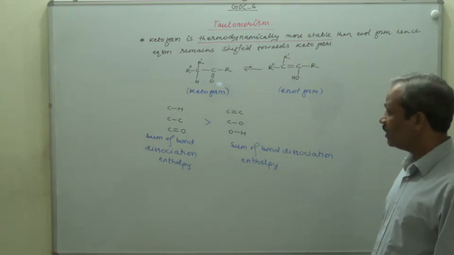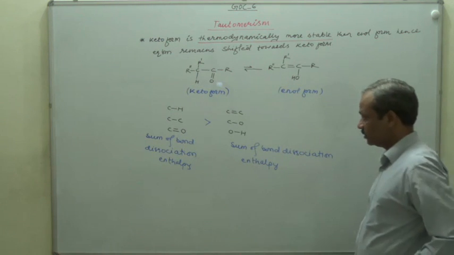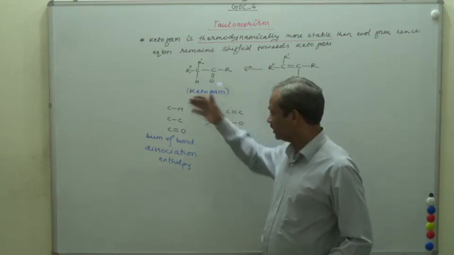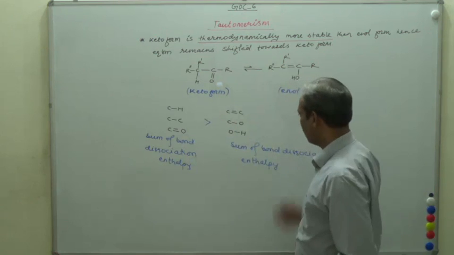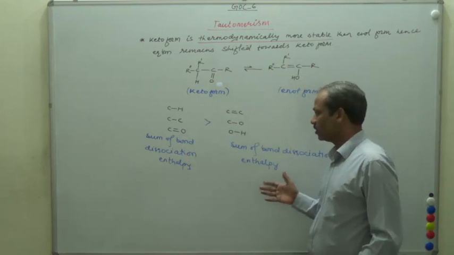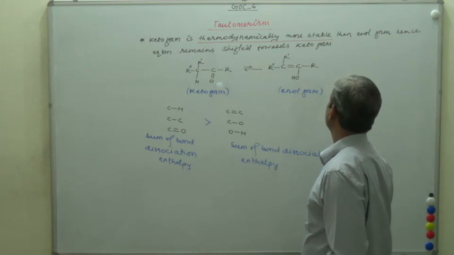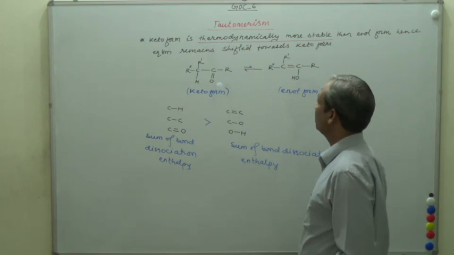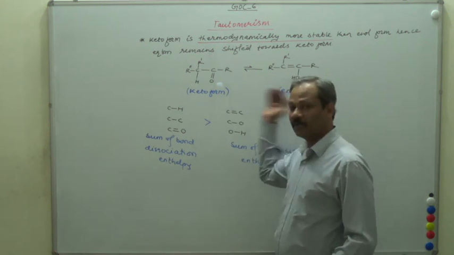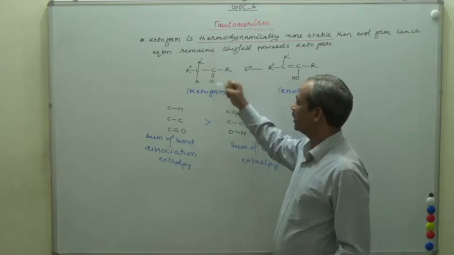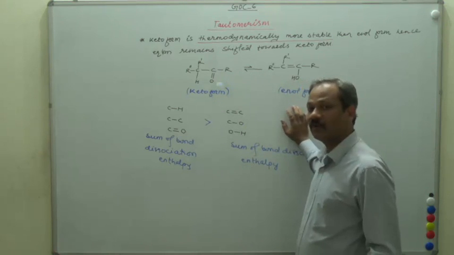Well, we have taken here the minimum bonds. Any ketonic form will have at least these three types of bonds, and enolic form will also have these three types of bonds. So in most of the cases, keto form is thermodynamically more stable than enol form, hence equilibrium remains shifted towards the keto form. So percentage of ketonic form at equilibrium will be greater than that of enolic form.